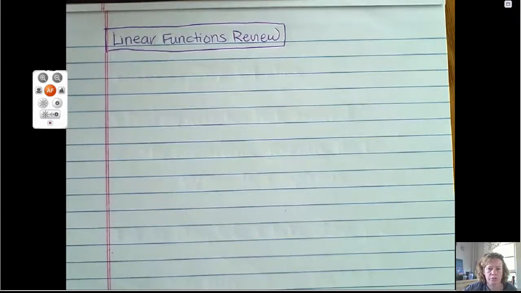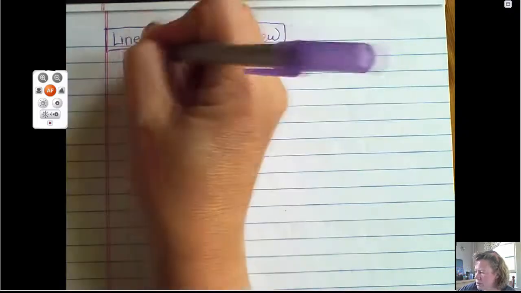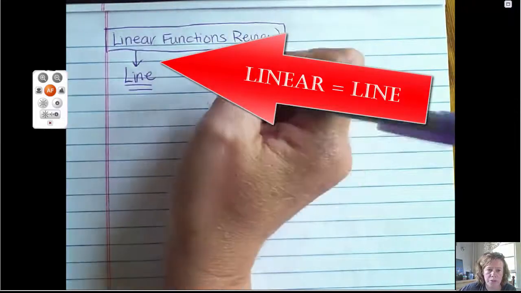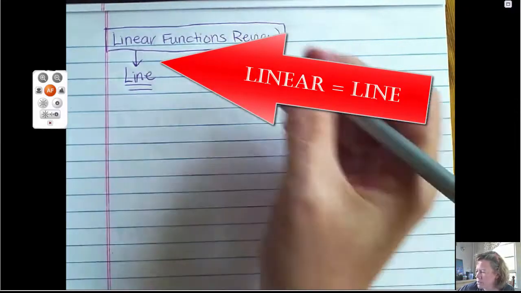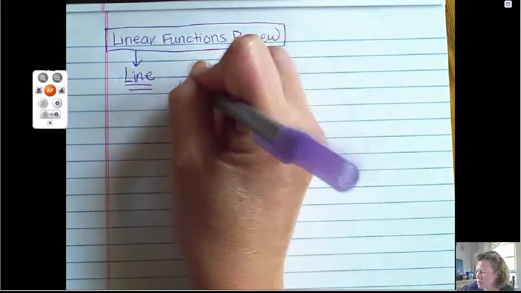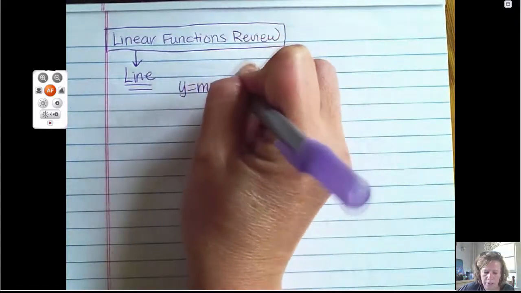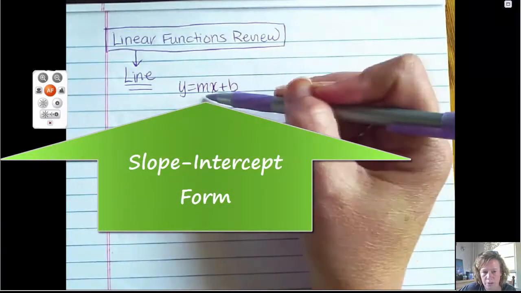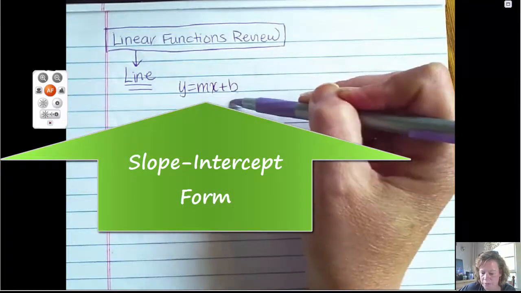Tonight we'll review linear functions. When you see linear, you want to think about a line. And there are two forms of equations of a line. There's y equals mx plus b. That's considered slope-intercept form because m is the slope and b is the y-intercept.